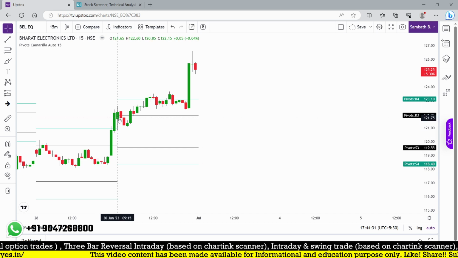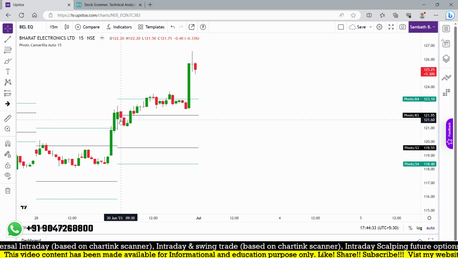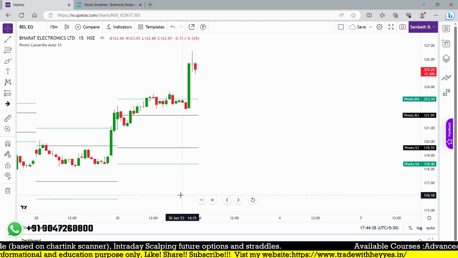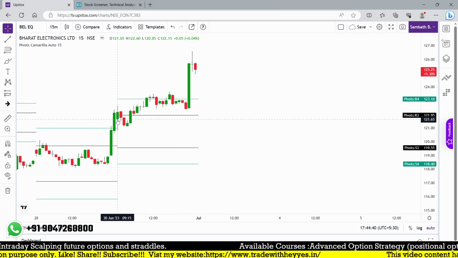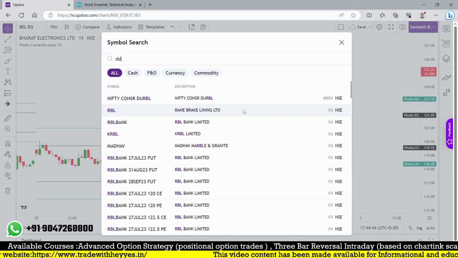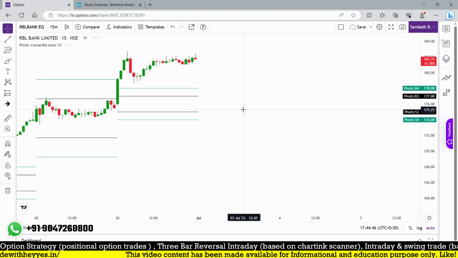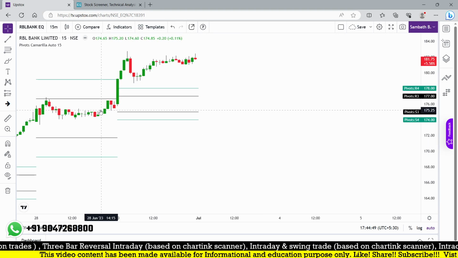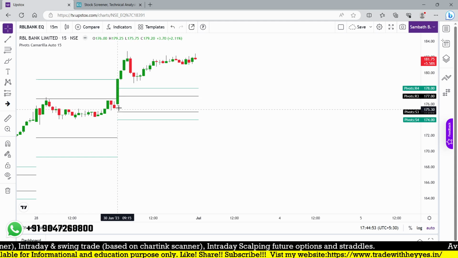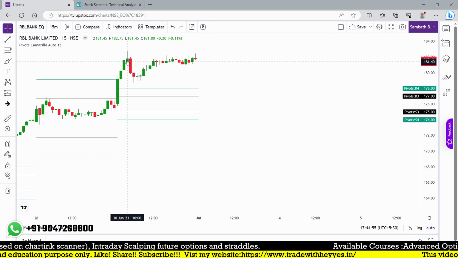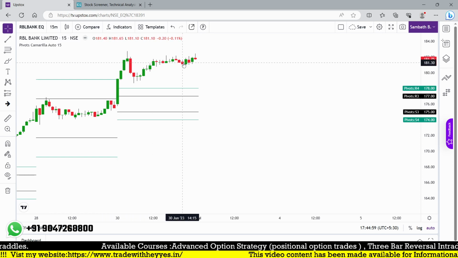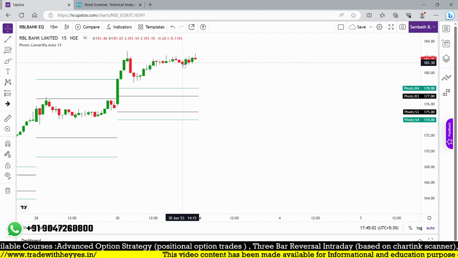Here is the open price. BEL is in between R3 and S3. So the stock opened between R3 and S3, and in this case it was moving higher. Another one is RBL Bank, where we are focusing on an open between R3 and S3. You can see it opened between R3 and S3. It is a huge candle, it kept on moving higher, and it was flat at the end of the day. From the open, we can plan for trade opportunities.